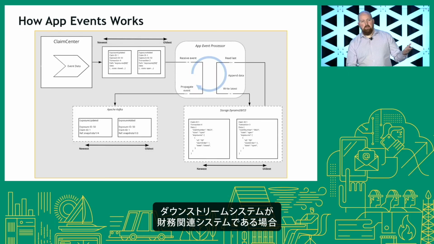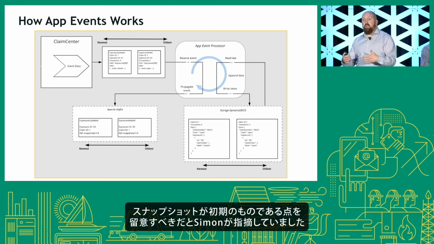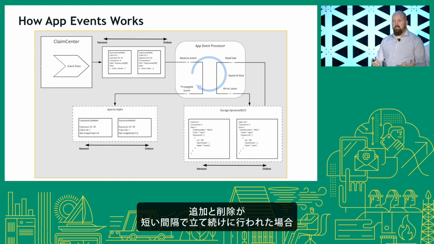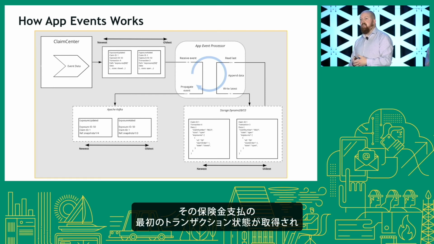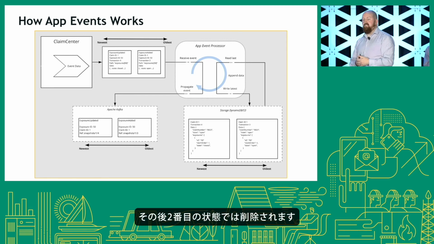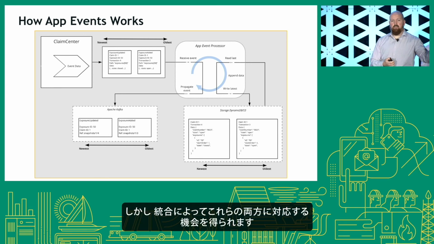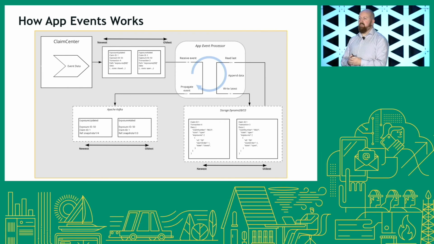Simon mentioned how downstream systems, maybe in the form of financials, it's very important that these are early bound. If something is added and removed in quick succession, it will be captured during the first transaction state of that claim, and then it will be gone in the second. But integrations have an opportunity to react to both of those things in time. They do not lose the visibility of something added and removed.